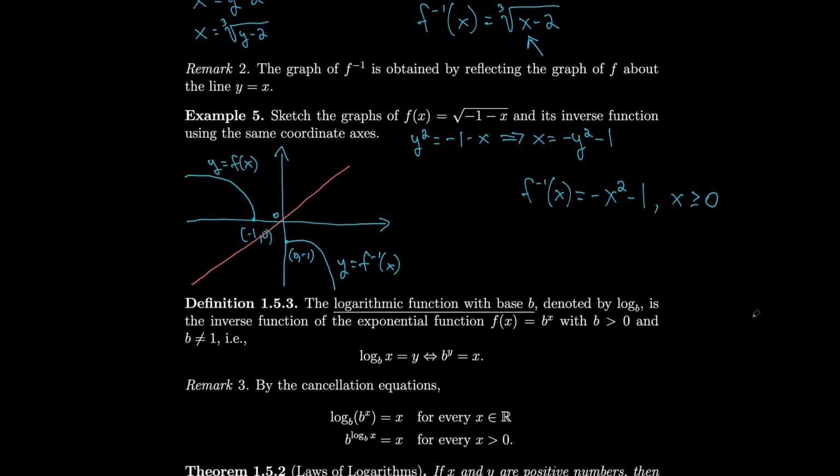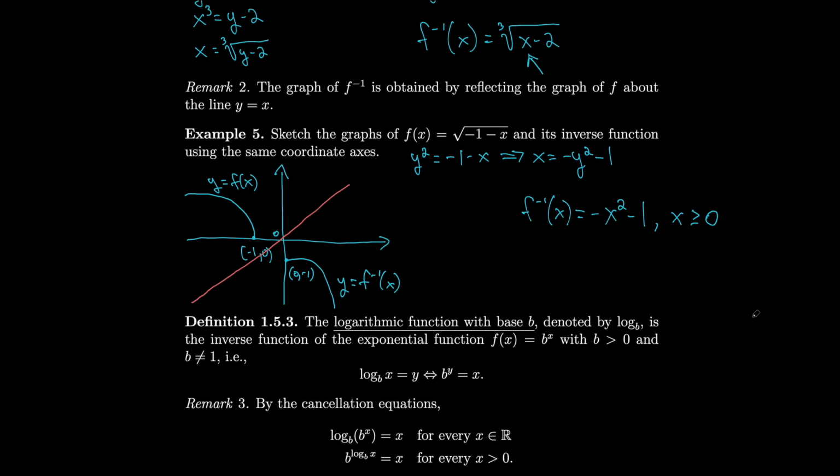Because this thing is the inverse function, we end up with some cancellation equations. The log base b of b to the x cancels with b and returns just x. And similarly, b to the log base b of x is equal to x.